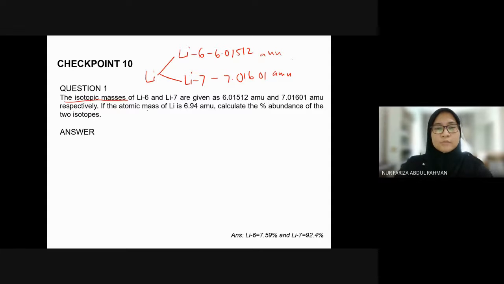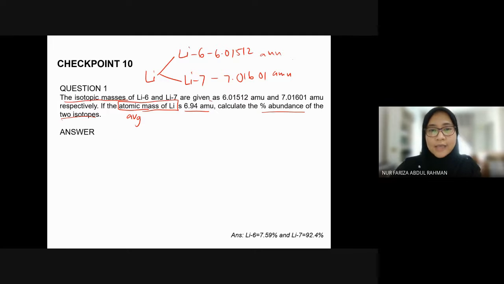If the atomic mass of lithium is 6.94, this is the average atomic mass of lithium. Even though it does not mention average, it is understood that when there are isotopes, the atomic mass is the average atomic mass, or isotopic mass. Calculate the percentage abundance of the two isotopes.